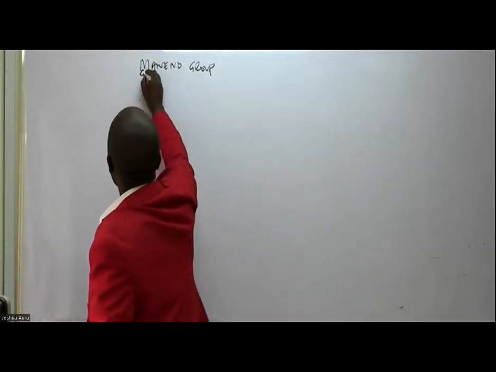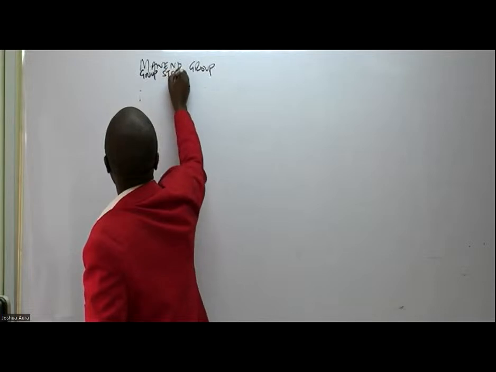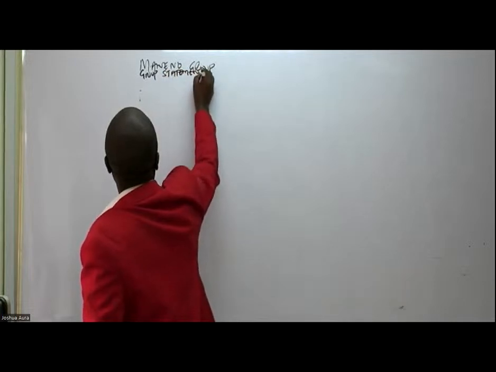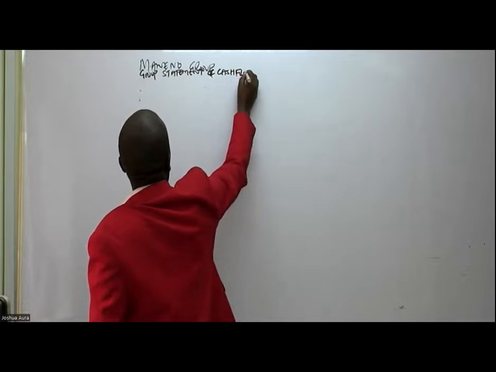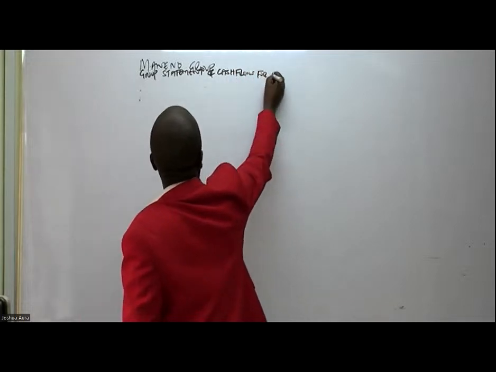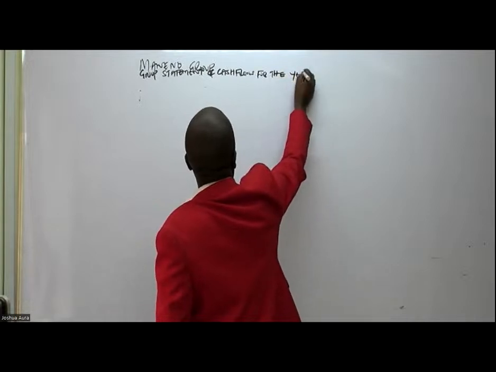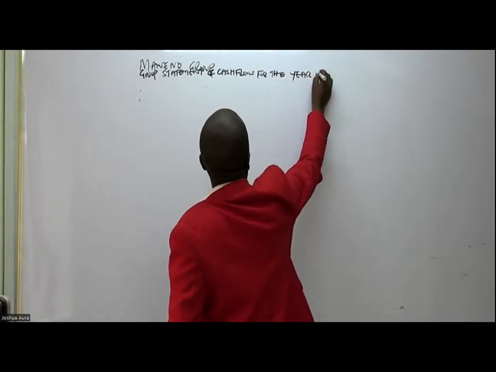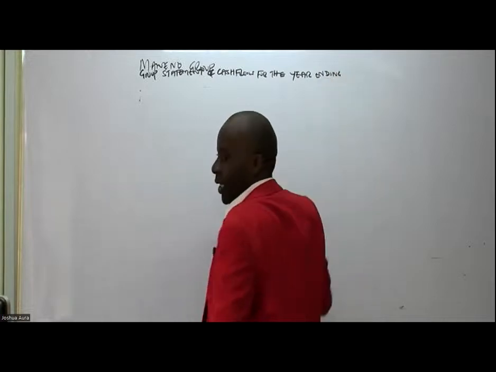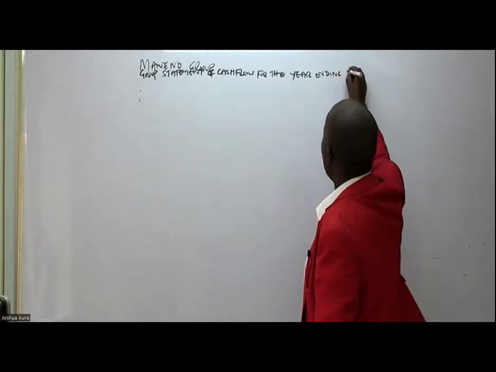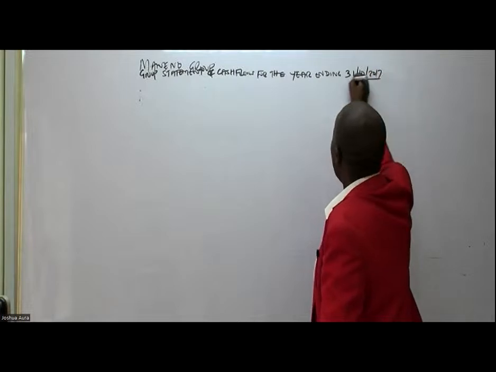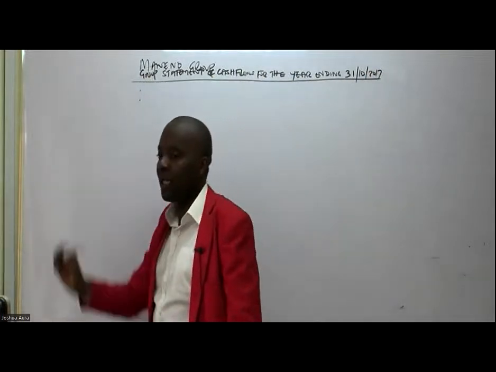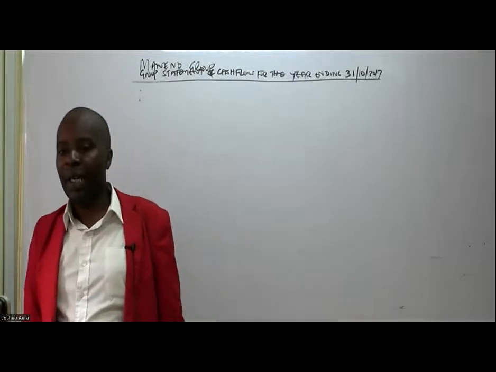So we have here group statement of cash flows for the year ending 31st October 2017, and then you have a line. Please underline like that.